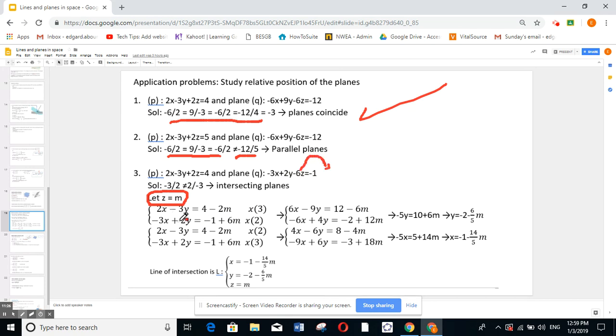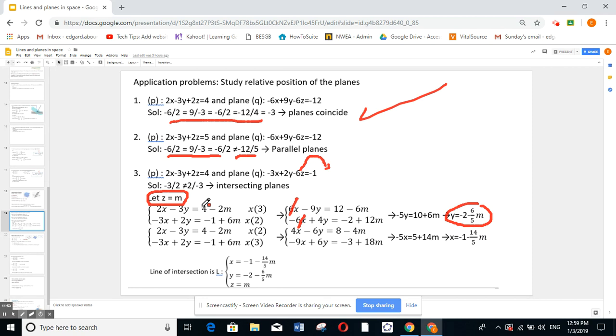So I have two equations in two unknowns. Let us start by canceling x. To cancel x, I multiply the top by 3 and the bottom by 2. If you multiply the whole thing here by 3 and the whole thing by 2, these two cancel out. You're going to get minus 5y equals 10 plus 6m. Divide by minus 5, and this will be y. This is the parametric equation of y, and this is the parametric equation of z.